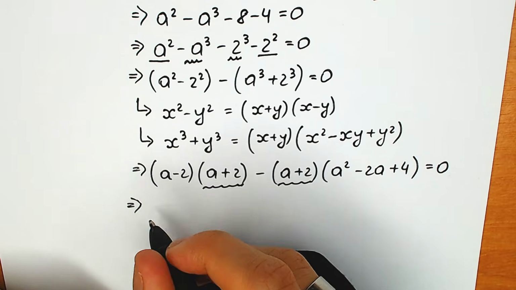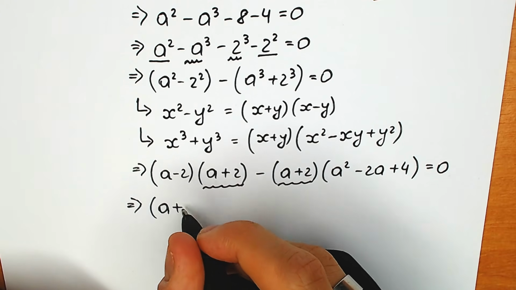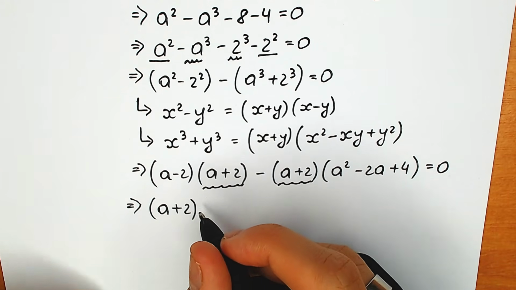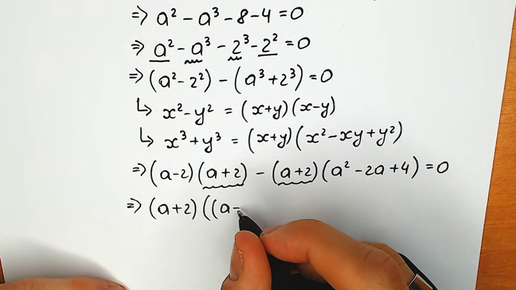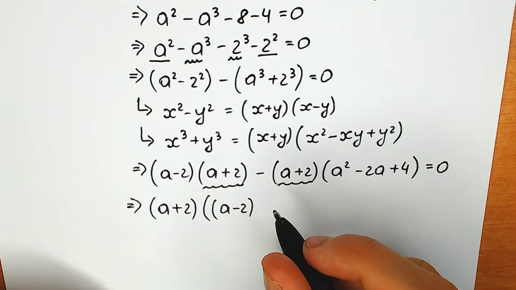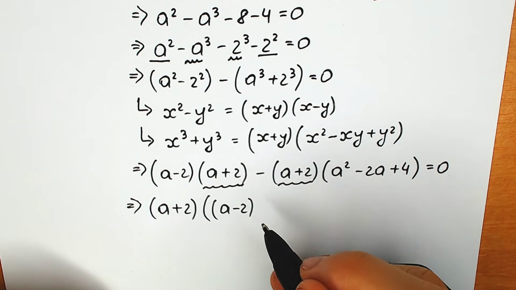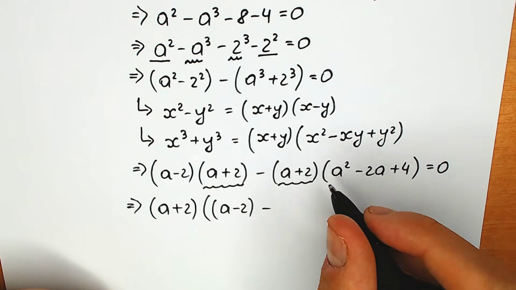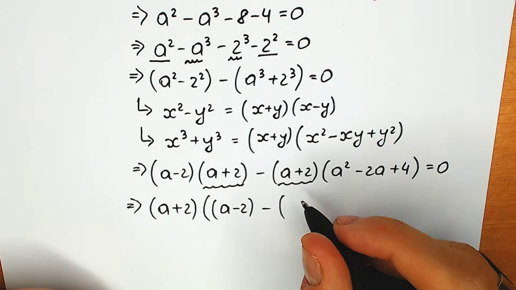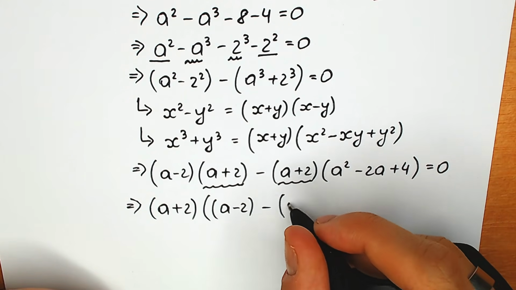So we have a plus 2 in the first parenthesis, and in the second one I'm going to leave it with parentheses. So a minus 2 right here, a minus 2, because a lot of students can solve this part with a mistake. So right now we're going to leave parentheses right here and minus this with parentheses. So don't skip this part, just keep these parentheses all the time.